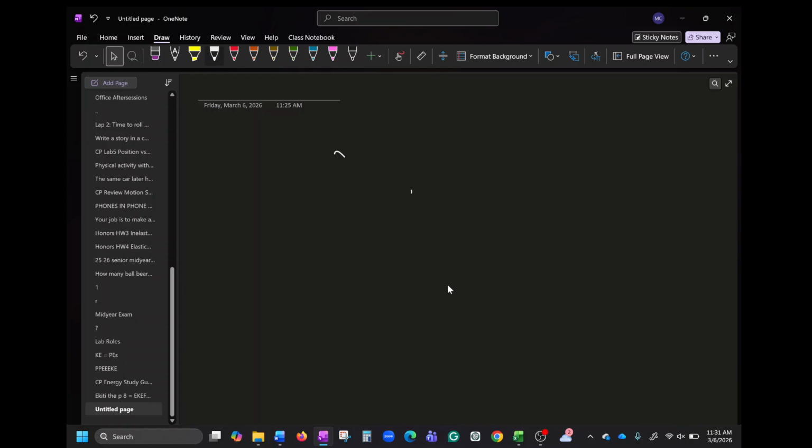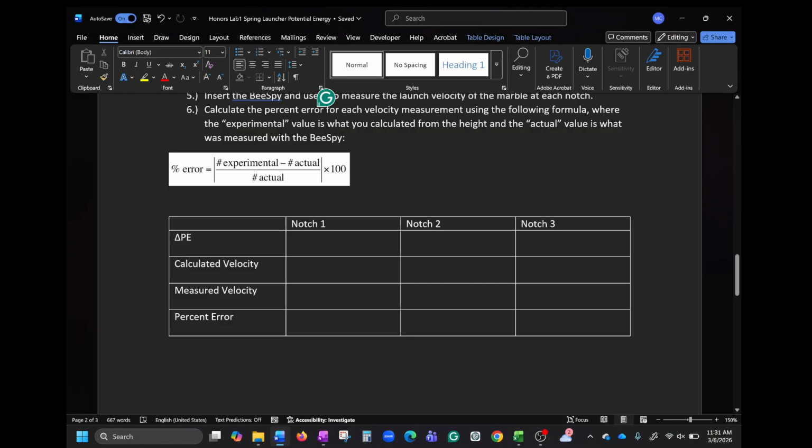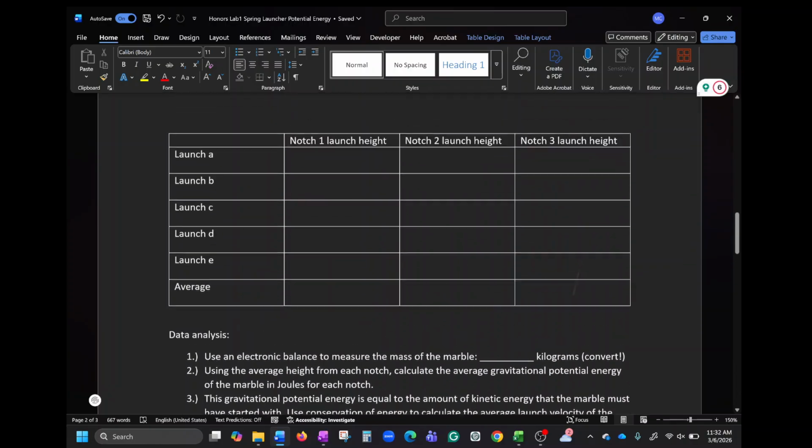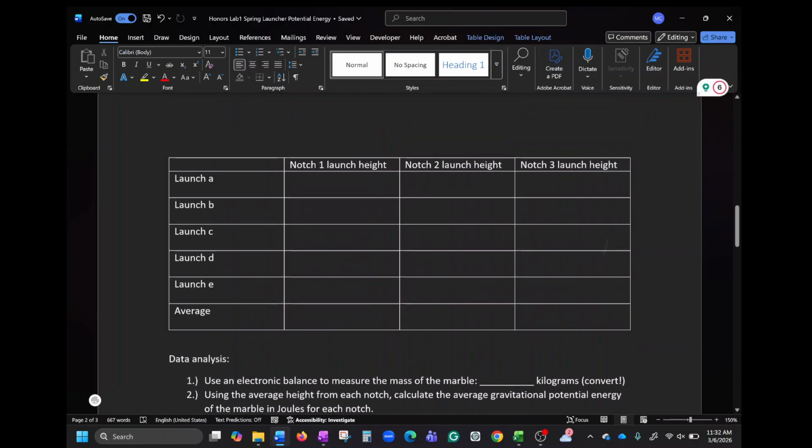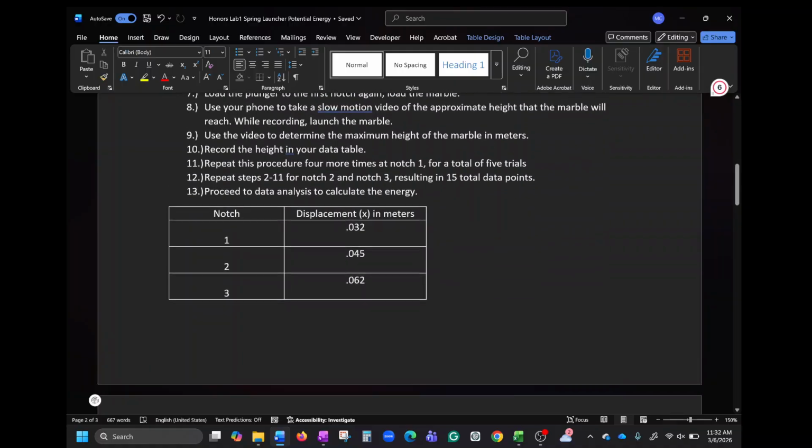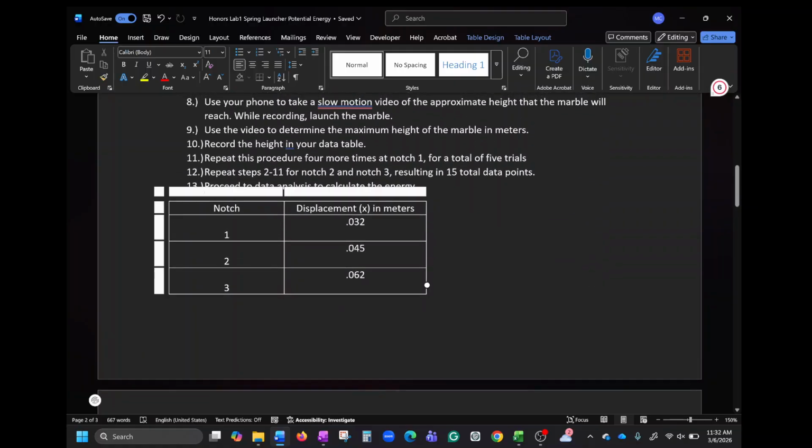Okay, hi everybody. We're going to jump into finishing the lab. One thing that you should have is your height data. I don't have this filled in, so I'll grab a sample piece of data. And we should have the displacement in meters. For this table, that is the compression distance of each notch on the marble launcher.